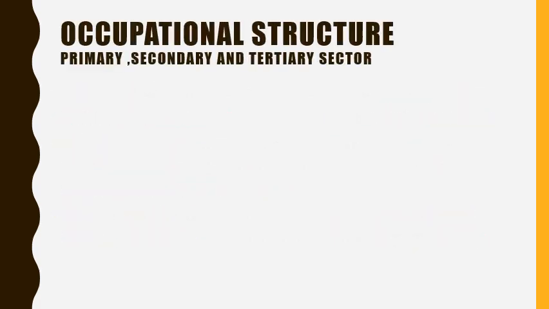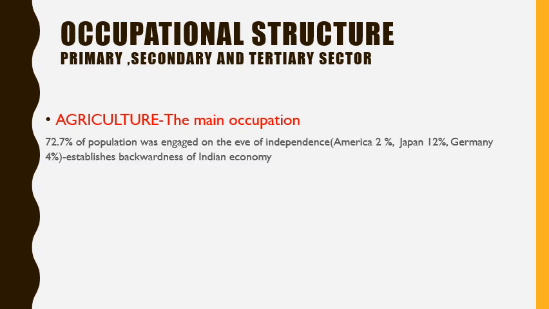Now, occupational structure: primary, secondary and tertiary sector. These are the three sectors of occupational structure. Agriculture is the main occupation at that time, we all know, which is the primary one. 72.7% of the population was engaged in it on the eve of independence, whereas in America it is 2%, Japan 12%, Germany 4%. Somewhere this shows backwardness of the Indian economy.